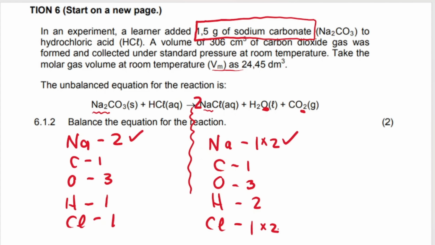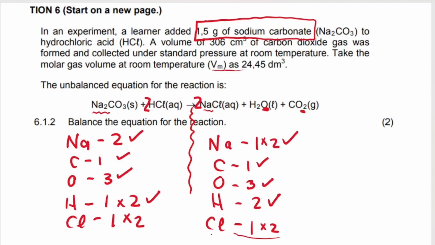But now I have 2 chlorines on the right-hand side and only 1 on the left-hand side, which means I need to multiply this by 2 as well. In other words, I need to put a big 2 in front of the HCl. But by doing that, I also multiply the hydrogens by 2 on the left-hand side, which is actually perfect because I have 2 hydrogens on the right-hand side. So now what I've done is I've balanced all my elements.